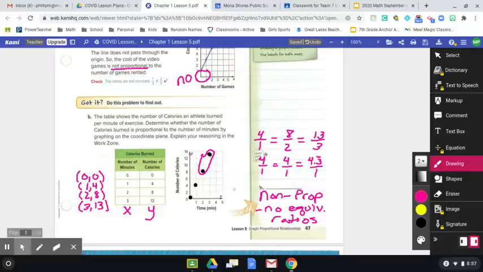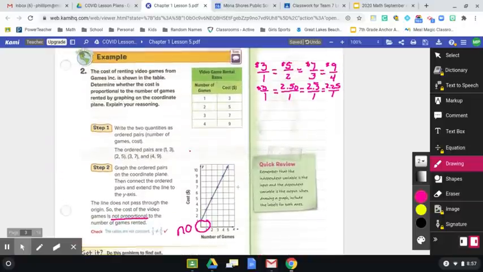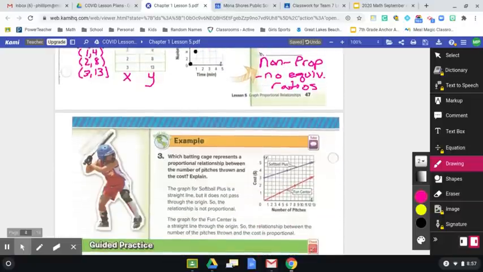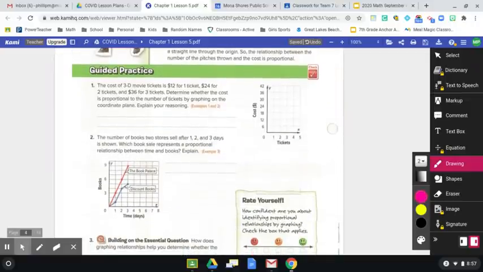Let's go this way. We're going to come down and I'm going to have you try number 1 here. You're going to try this one on your own, and that is on page 48. I'm going to pause the video. You're going to pause the video and try this, graph it out and determine if you have a proportional relationship or not. So pause the video and try it.